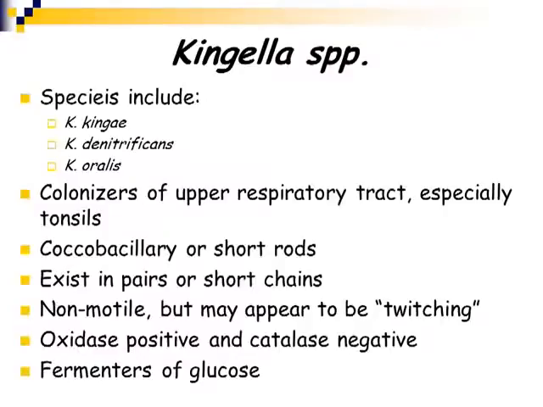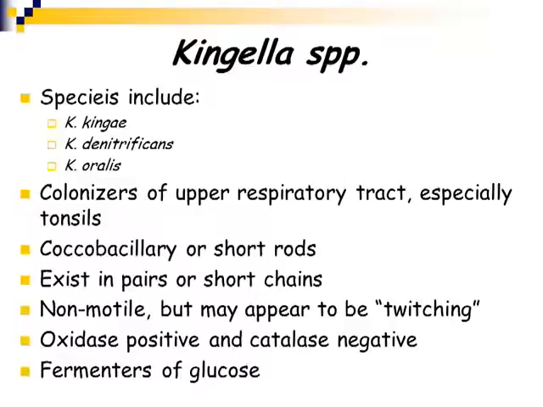Kingella species is our last organism in the HACEK group, and these species include Kingella kingae, Kingella denitrificans, and Kingella oralis. These are normal flora of the upper respiratory tract, especially around the tonsil area. They are coccobacilli to short rods. They exist in pairs or short chains.